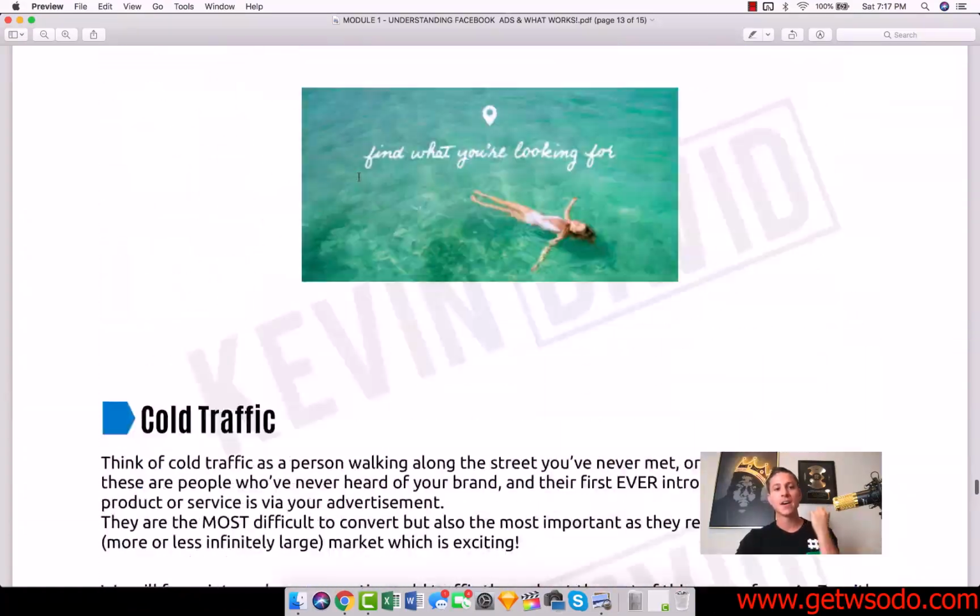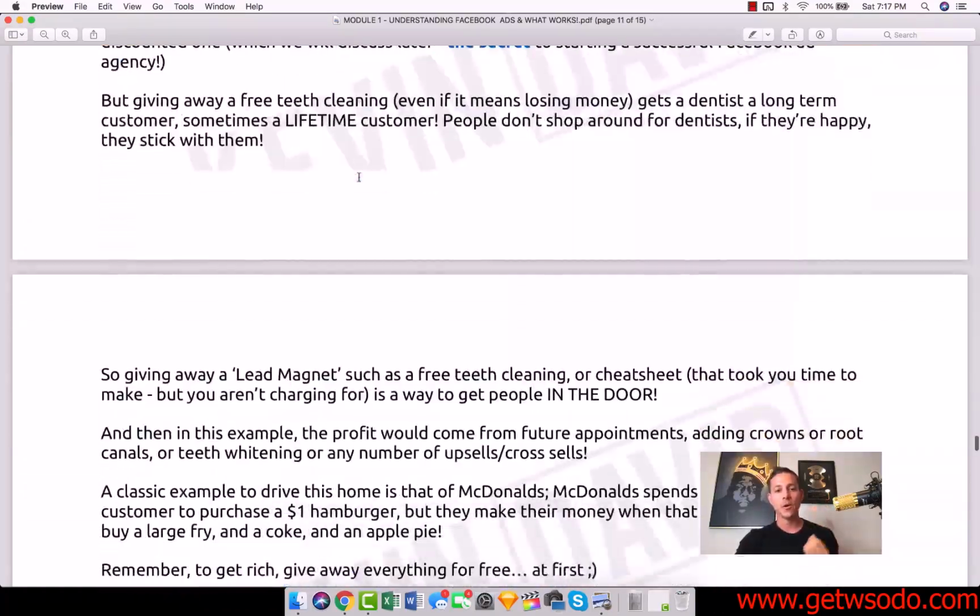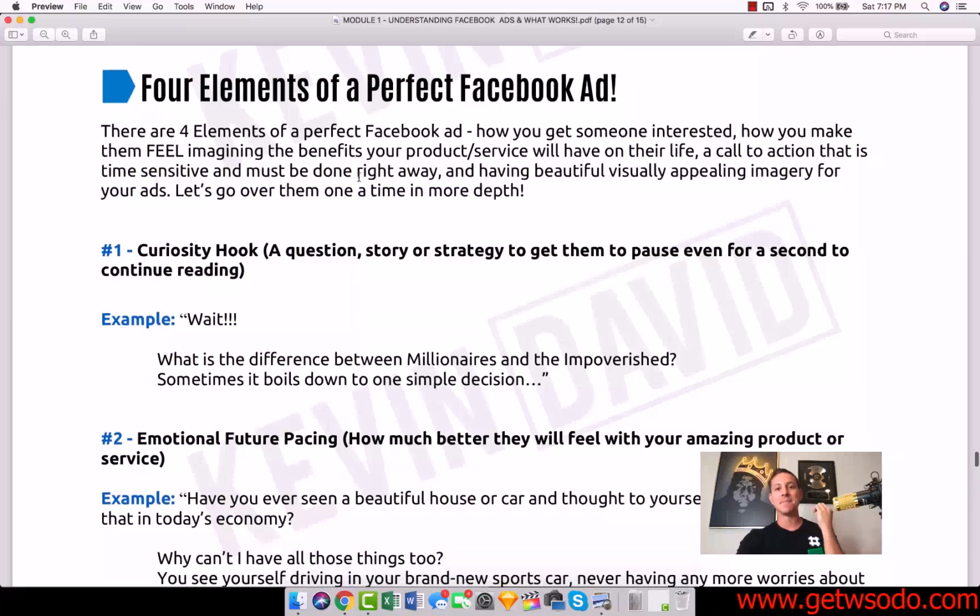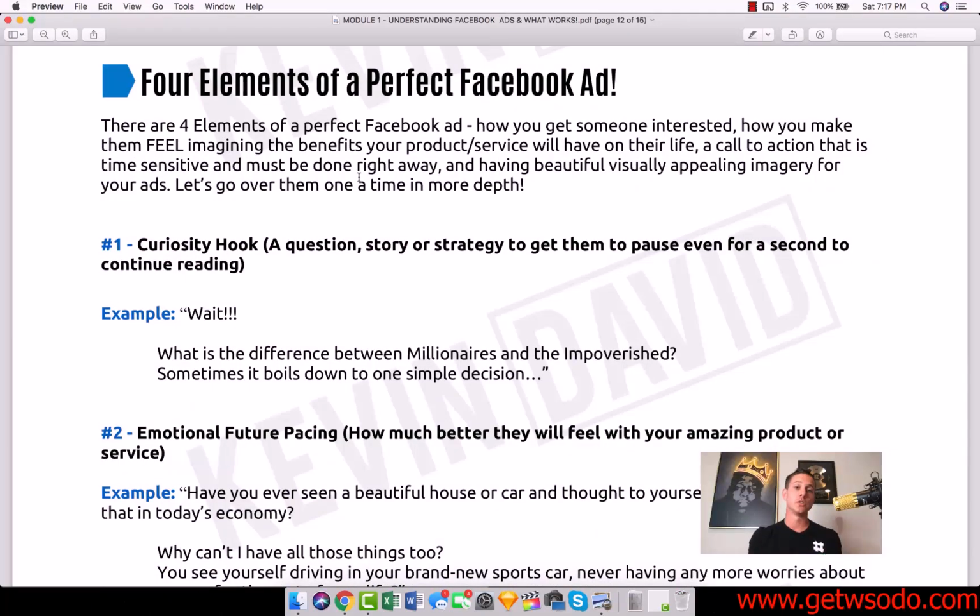So that's warm traffic, cold traffic, and the 4 elements of a perfect Facebook ad. And again, we're gonna go so much deeper into exactly how to write copy, how to make amazing images that work. We're gonna talk about human psychology and so much more, guys. But that was just a little introduction to the 4 elements of perfect Facebook ads and cold and warm traffic.